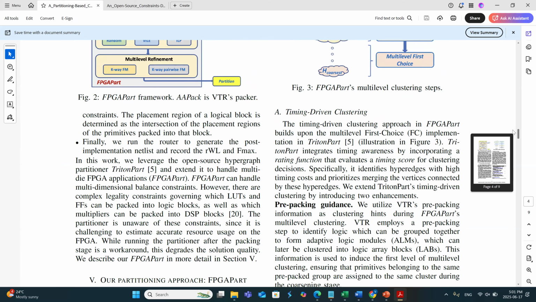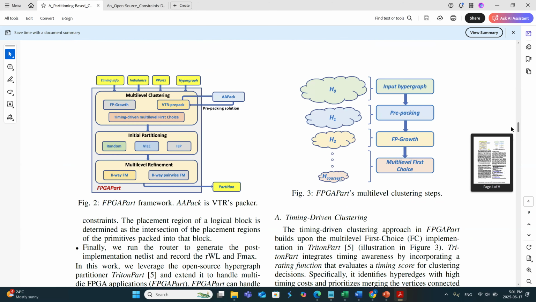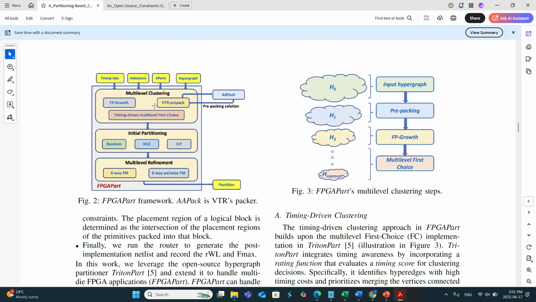And so let's go back to what they did, though. This is just an overview of that partitioner. It uses multi-level clustering, an initial partition, and multi-level refinement. So I guess if you want a succinct description of how this whole thing works, there's their description of how it works.